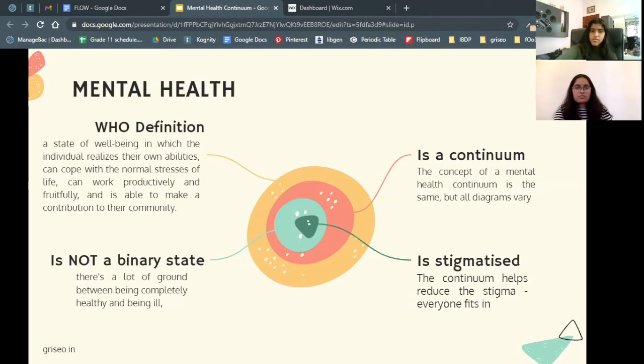Adding on to the point about the stigma, it also makes mental health a more universal concept by placing everybody on the continuum. So it basically breaks down the fact that we all obviously have mental health, and where we stand on it is similar to everyone else. Whether you're mentally ill or healthy, you're all on the same continuum.